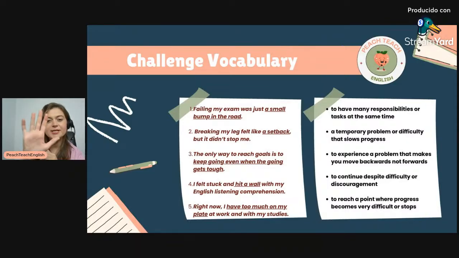Right, it's going to be number 5. To reach a point where progress becomes very difficult or stops. So here's a wall. You're going towards your goal, trying to achieve something, and you hit a wall. It stops your progress, or it's very difficult for you to improve. So that is to hit a wall. All right, let's do number 5.